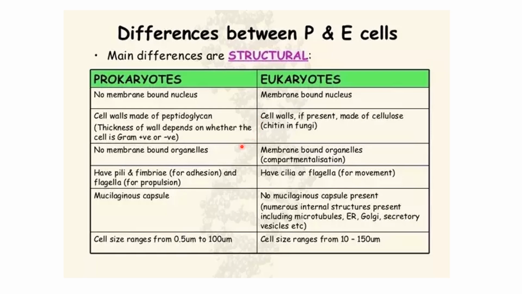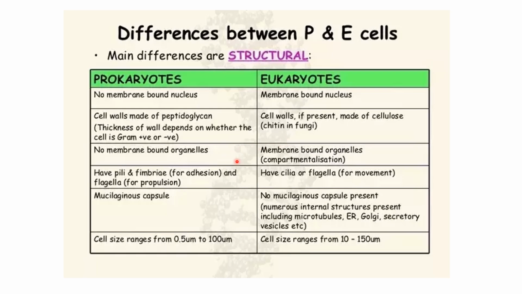The cell wall is made up of peptidoglycan. The thickness of the wall depends on whether the cell is gram positive or gram negative. So we can say it is a gram positive bacterium or a gram negative bacterium, based on the presence of the peptidoglycan layer. And the cell walls, if present, are made up of cellulose in the case of plants, and chitin is the cell wall component in the case of fungi.